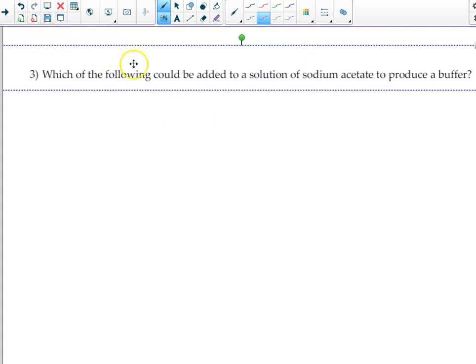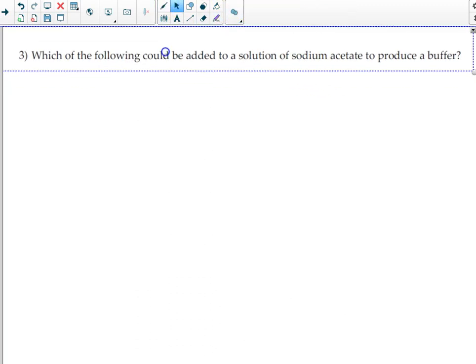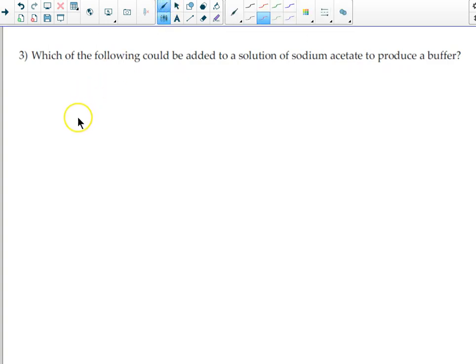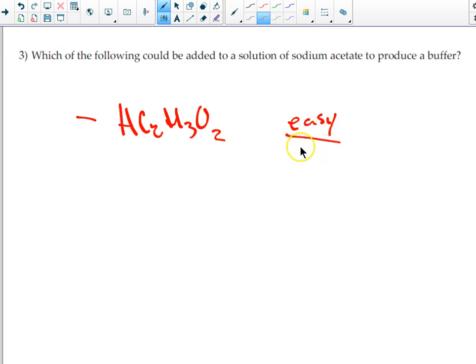Which of the following could be added to a solution of sodium acetate to produce a buffer? Okay, this one's, I don't know. Like, I haven't looked at this for a year, so I don't know. But there's more than one. The easy answer is acetic acid. That's the easy one. But it's probably not that thing.